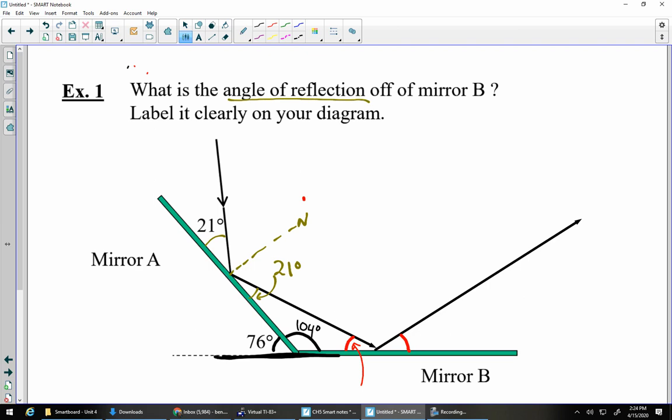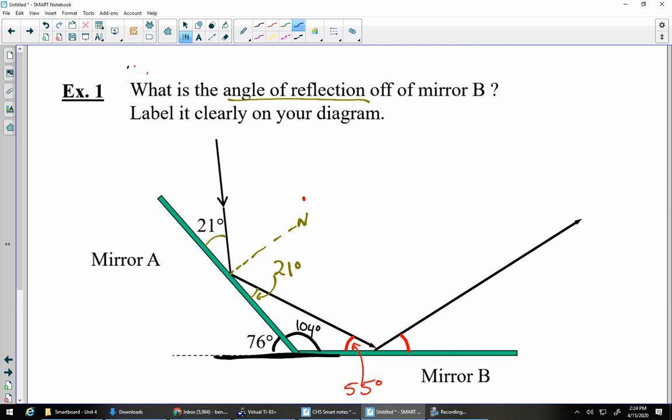So I've got a triangle here. I know the angles inside of triangles have to add up to 180 degrees. So I've got 21 and 104, and I'm looking for the third missing angle. So I'm going to do 180 minus 21 minus 104, and that's going to give me 55 degrees. Perfect. So now I know that red angle is 55 degrees.